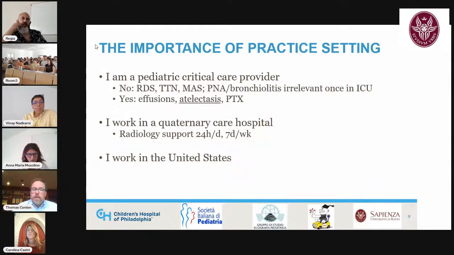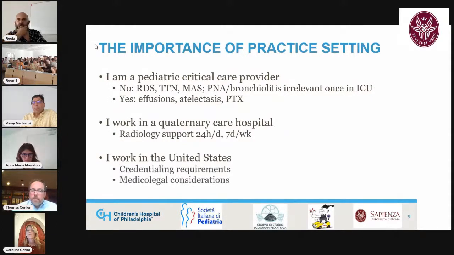And finally, I work in the United States, where we have specific credentialing requirements for use of new technologies in our clinical settings. And we also have different medical legal considerations than those others who are providing care around the world. So this is my context. And this is why it's relevant to what I do using point-of-care ultrasound.